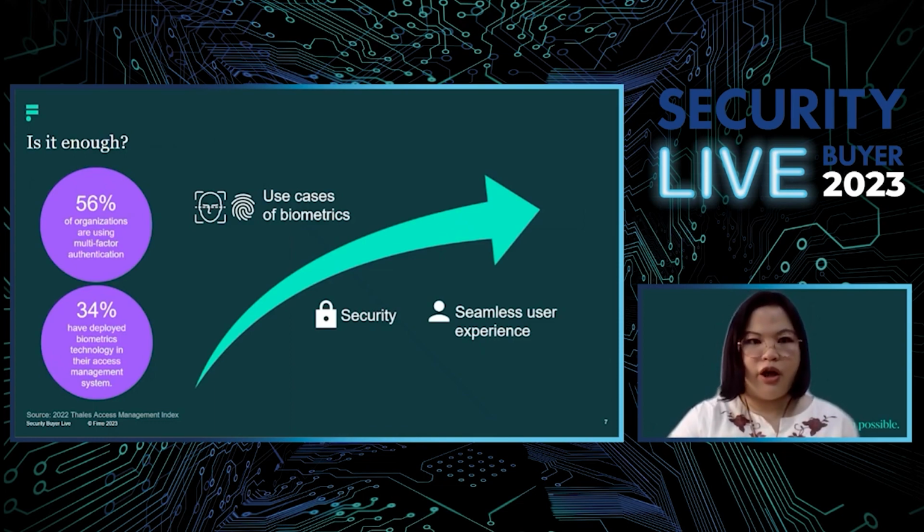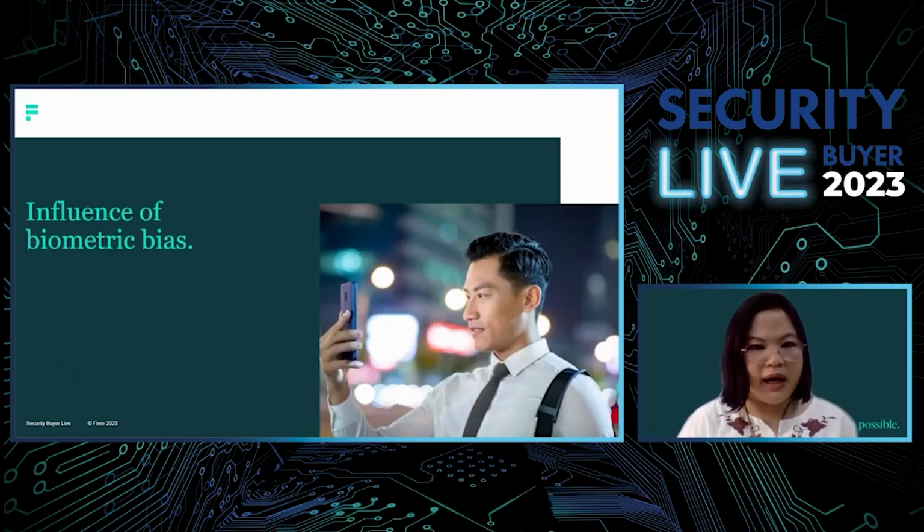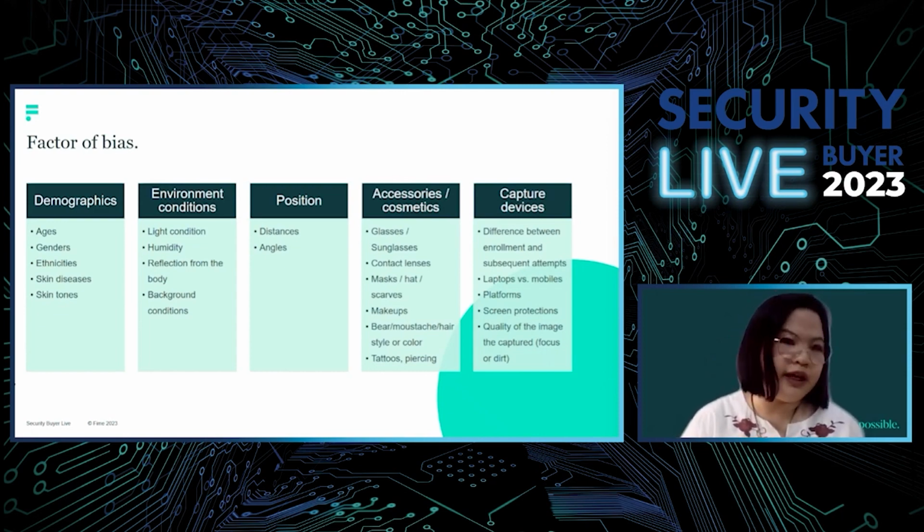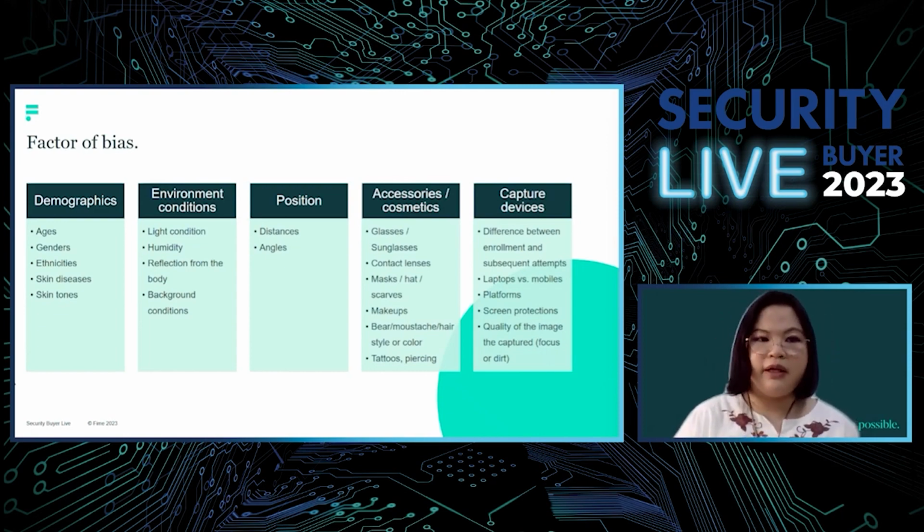Now we can have a look at what will be the influence on biometric bias. Focus on this part. If we try to categorize them into different parts, biometric bias can be categorized by different factors. The first and most common one is demographic bias. Depending on people's age, gender, ethnicity, disease, skin disease, or skin tone, there can be different bias. The performance of a biometric system can differ depending on the demographic characteristics.